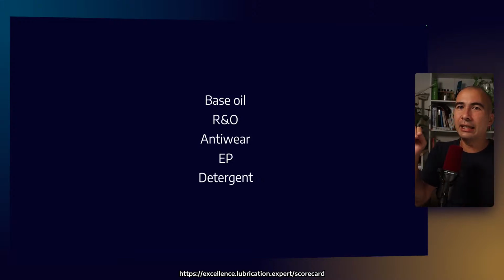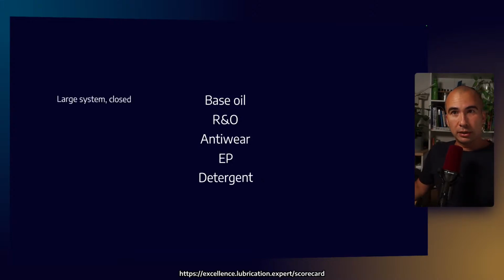Now, the key here is that we only want to use what is necessary. That's why we start at the top and we work our way down, because additives are the most expensive part of the formulation. So if we don't need to use them, we don't put them into the oil. So very large systems that are closed, and I say closed because that means there would be less oxidation, that's just the base oil.